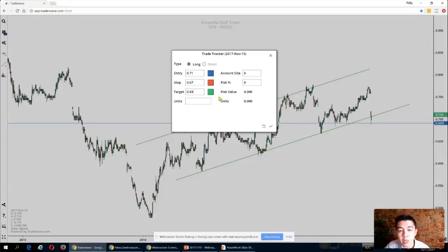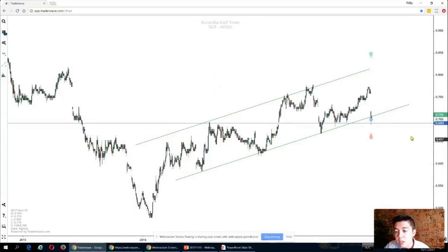And of course, once you size your trade and you put in the number of units, you can actually just put a tick, and immediately it will show you where your entry level is, where your stop loss level is, and where your likely profit taking is.